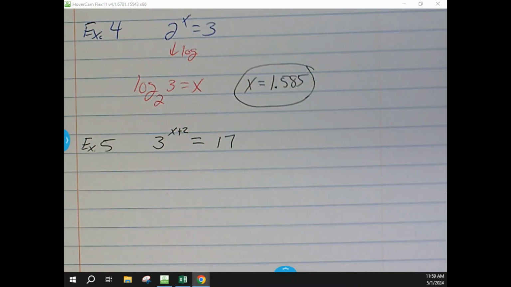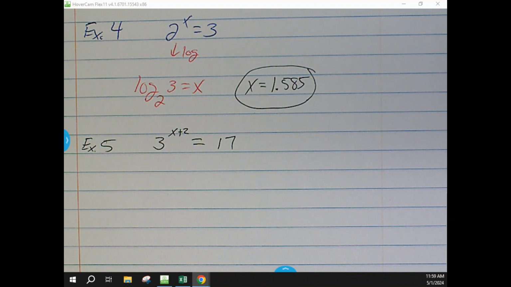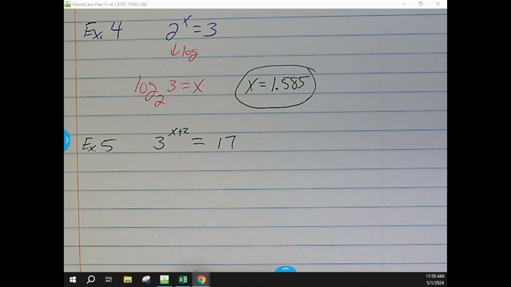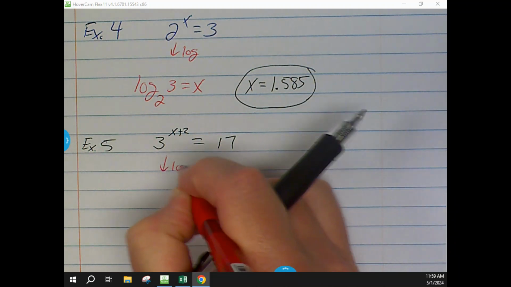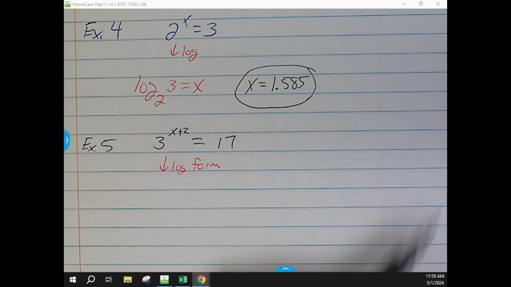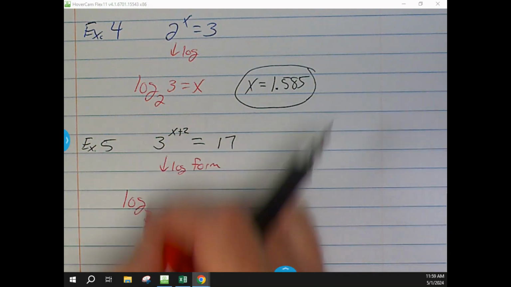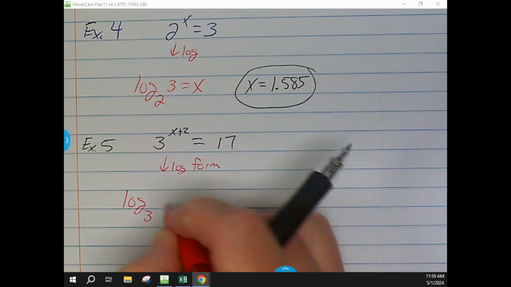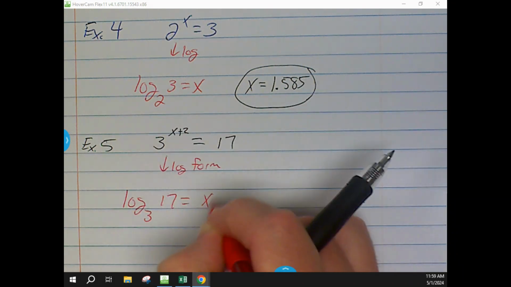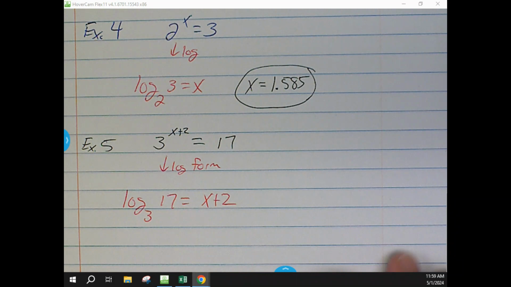Okay, so let's do another one. It's a little bit more complicated, but not too bad. 3 to the x plus 2 equals 17. Okay, so again, we're going to put it in log form so we can use our calculator. So we're going to do log of, again, 3 is the base because it's 3 to a power, so base is 3. Again, switch these two numbers. 17 will go there. X plus 2 goes there.